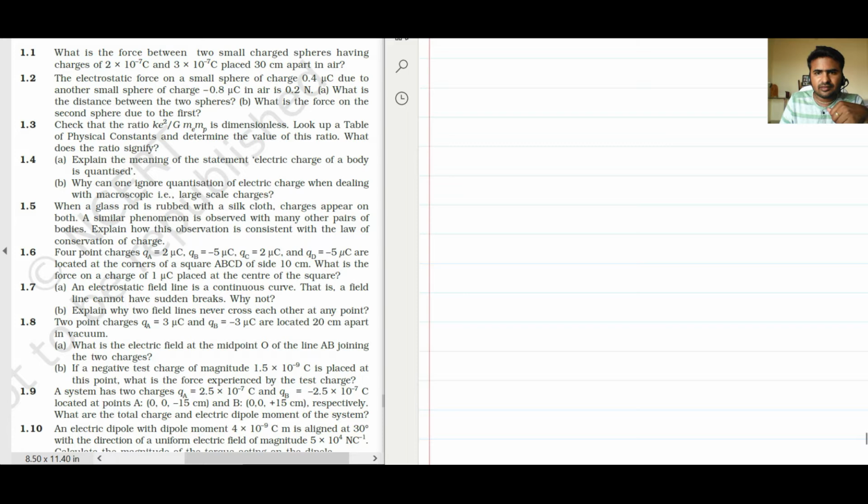The third question says, question number 3, check that the ratio ke square divided by G me into mp, where me is the mass of the electron and mp is the mass of the proton, is dimensionless. So we have to check whether this ke square divided by G me mp is a dimensionless quantity or not.